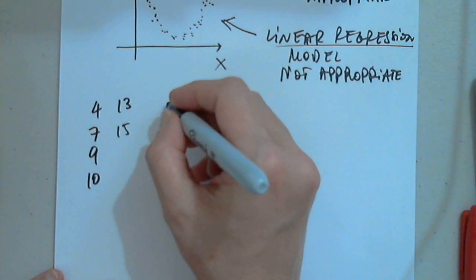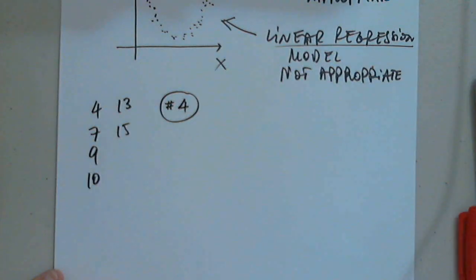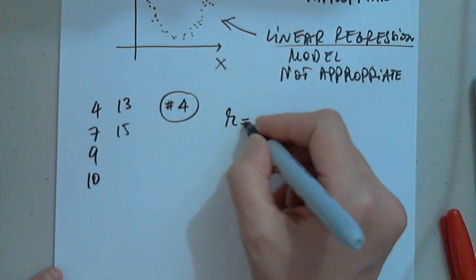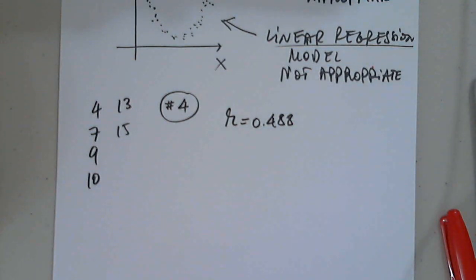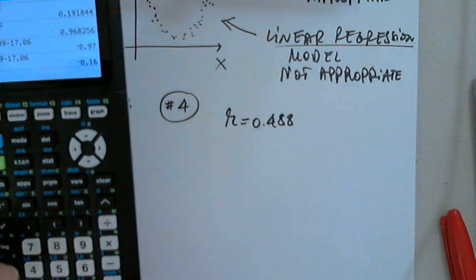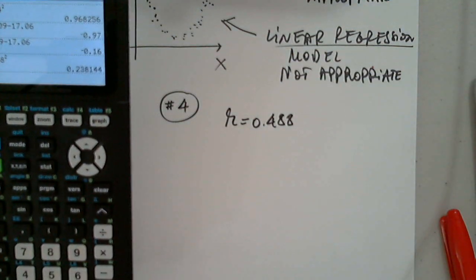Everyone, I'm going to write it down. So this is problem 4. Okay, so we have R, which is 0.488, because they are telling us something very important. It's a linear correlation coefficient. Only because of that, and R is given to us, what I'm going to do is square 0.488, and I square it, and I get 0.23.